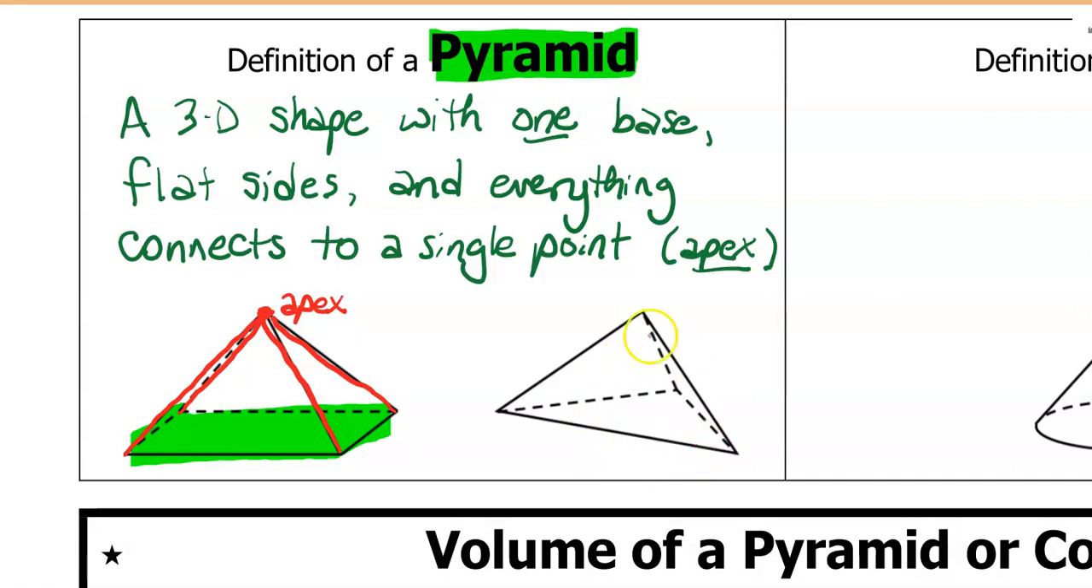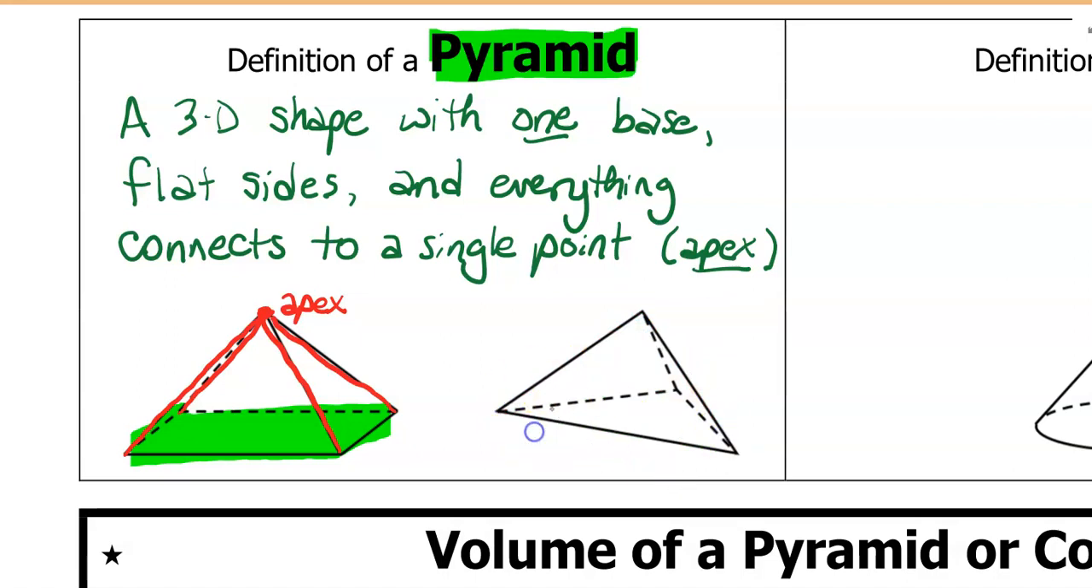And then the second picture is also a pyramid because it has a base and then everything connects to an apex. But I have a few different options for this one. So maybe I choose this triangle as the base, and let's see if that works. If I connect from this corner and that corner and that corner of the base, all of those connect up to the same point. So sure enough, that works, and this is a triangular pyramid.